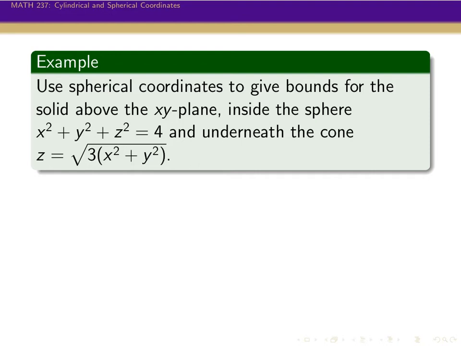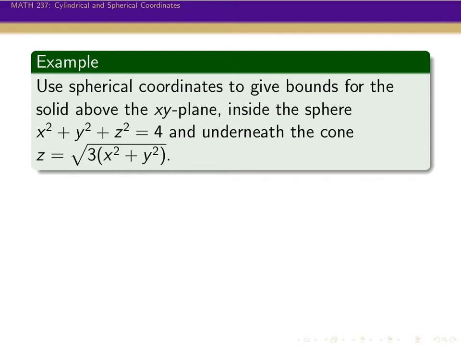And so for this example, let's use spherical coordinates to give bounds for the solid that's above the xy plane. It's inside the sphere, x squared plus y squared plus z squared equals 4. And underneath the cone, z equals square root of 3 times x squared plus y squared.